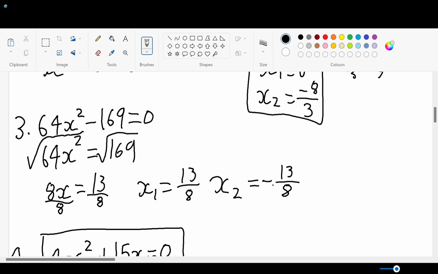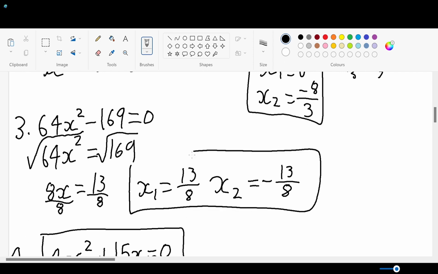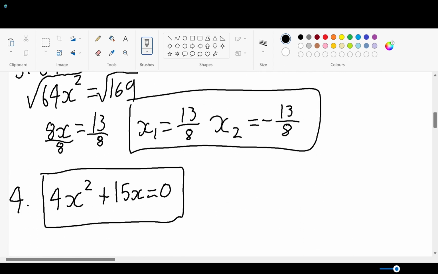The reason being, if you were to square negative 8, so negative 8 squared, it will still be positive 64. Same thing, squaring negative 13, still 169. So these are the two answers. Next one.